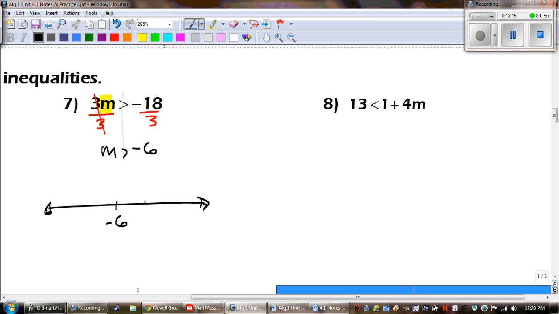Okay, so -6 goes in the middle, 2 numbers above, and 2 numbers below. Now it's greater than, which means we shade to the right, and it's going to be an open point. Okay, so open point at -6, and I shade to the right.